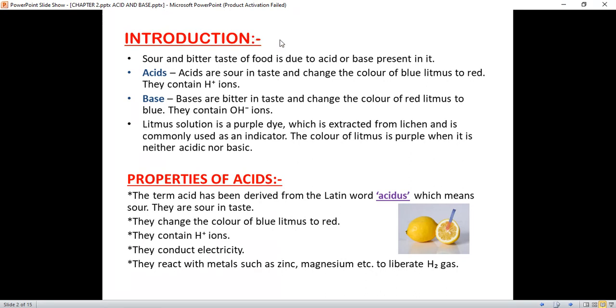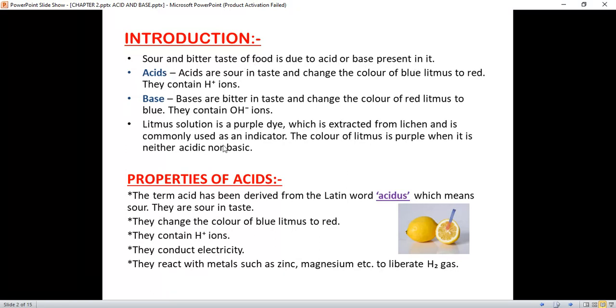You all know that some of the foods are sour in taste and some of the foods are bitter in taste. But do you know what is the reason behind the sour and the bitter taste of the food? Why are some foods sour in taste and why are some foods bitter in taste? Some foods are sour in taste because in the sour foods, acid is present. And some foods are bitter in taste because in them, base is present. So sour and bitter taste of food is due to the acids or bases present in it.